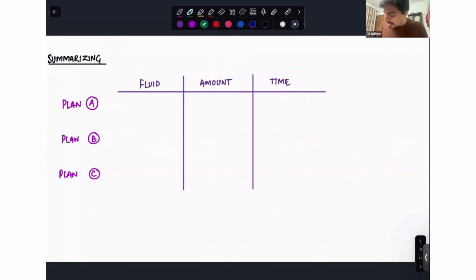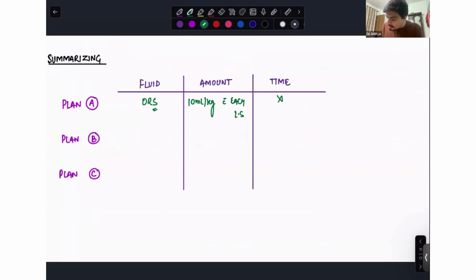Plan A, the fluid was ORS. How much were you giving? 10 ml per kg with each loose stool. There was no time point. Whenever there was a loose stool, you are going to give it.